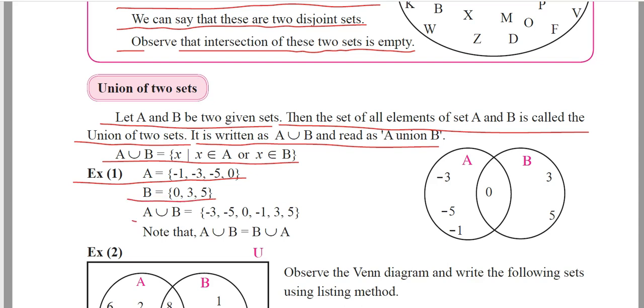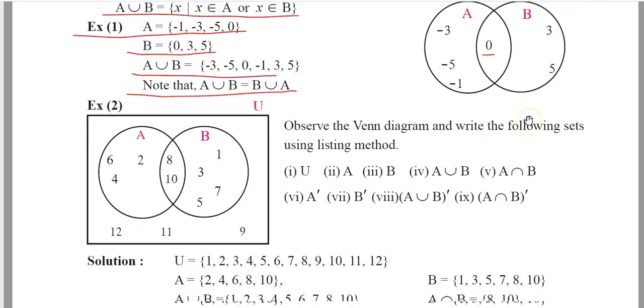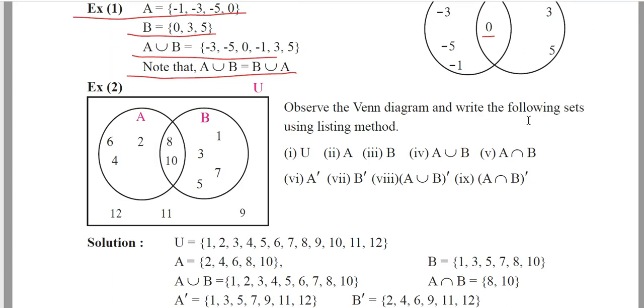A is equals to {-1, -3, -5, 0}. B is {0, 3, 5}. Then A union B is equals to {-3, -5, 0, -1, 3, 5}. Then which is the common element? 0 is a common element. मग 0 दोन वेळा रिपीट होतो म्हणून आपण A union B मध्ये तो एकदाच लिहायचा. And therefore A union B is equals to B union A.